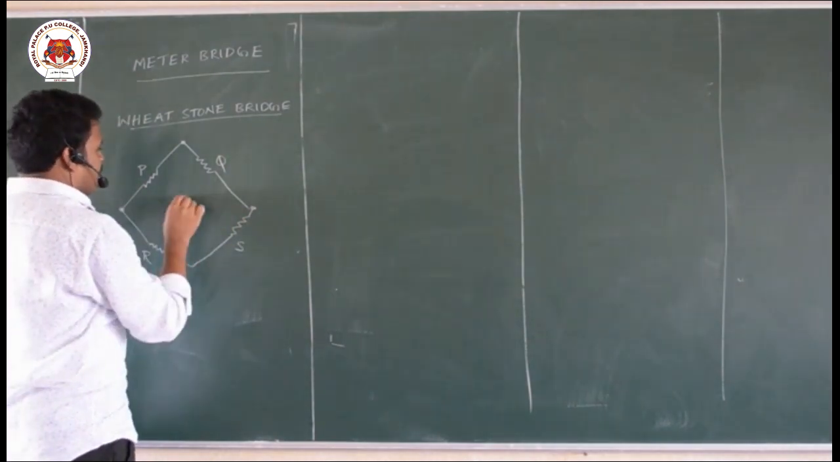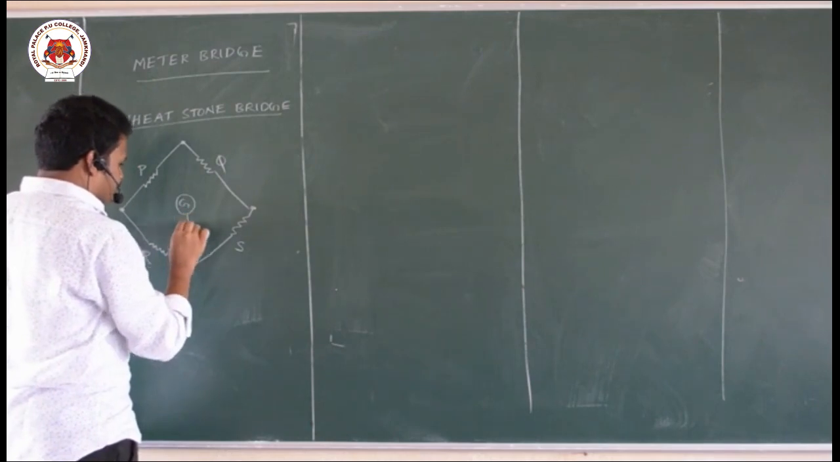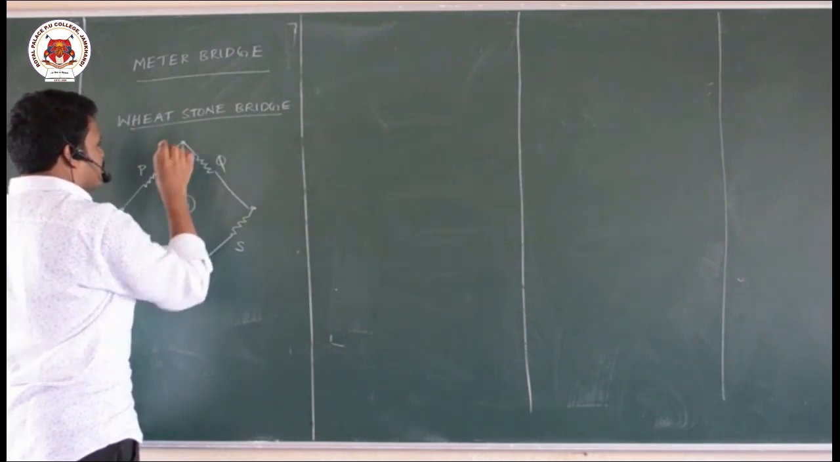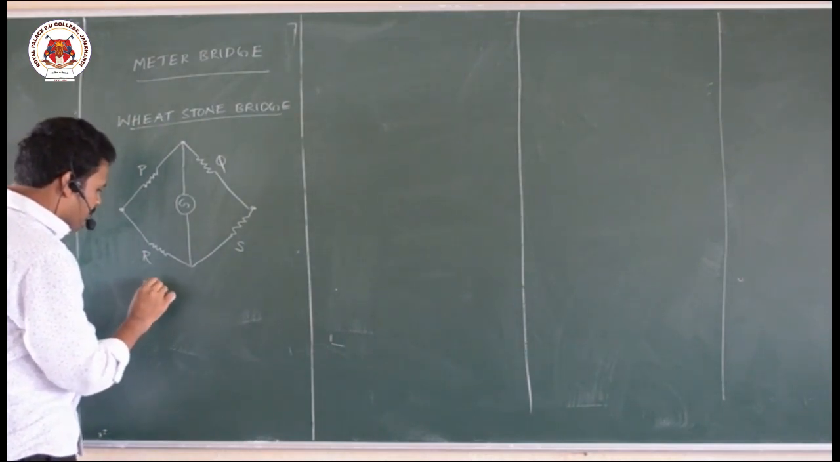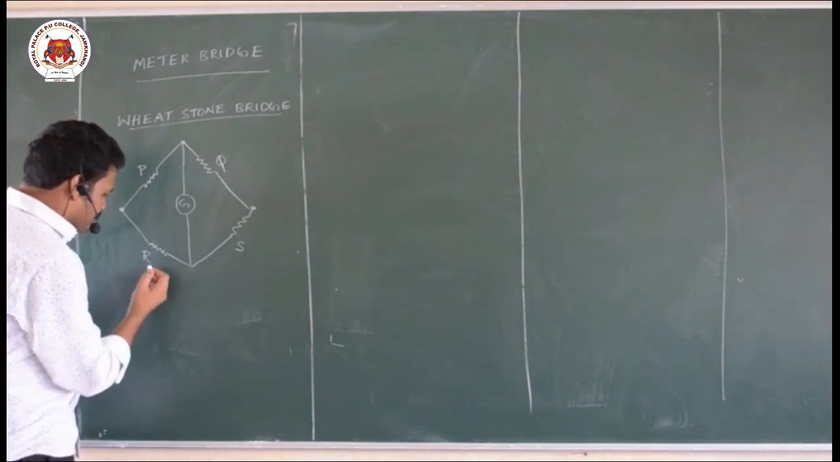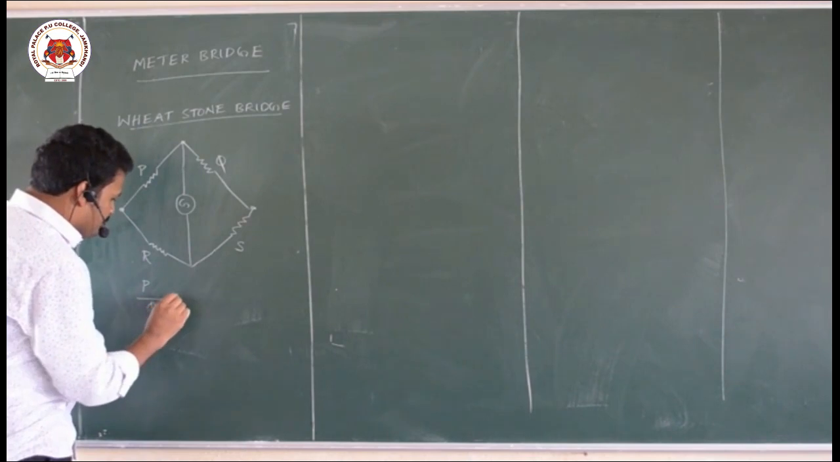And there will be a galvanometer. This Wheatstone bridge also follows the zero current method, no current. When there is no current, P by Q is equal to R by S.